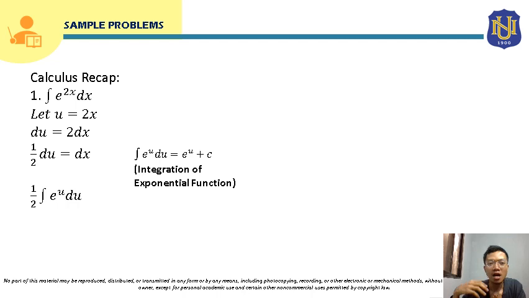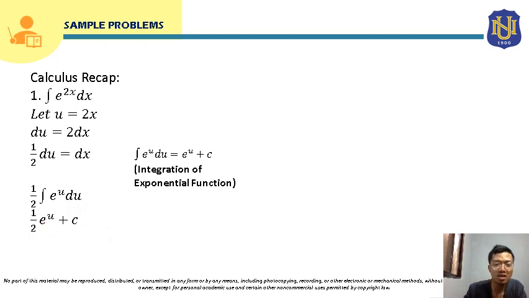So substituting u for 2x and substituting 1/2 du for dx, e raised to u, which is 2x, and dx will become 1/2 du. So this will become 1/2, which we can just factor out, times the integral of e raised to u du. From here we can already apply the rule: the integral of e^u du will just be e raised to u plus c. So this will become 1/2 e raised to u plus 1/2 c. But 1/2 c will just be equal to c also, so that will just be c.